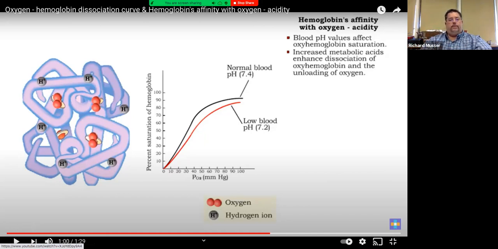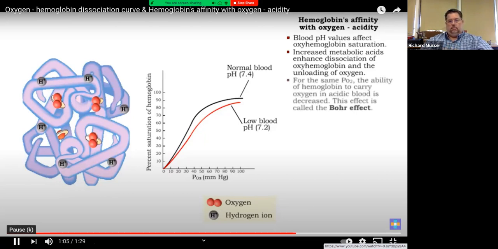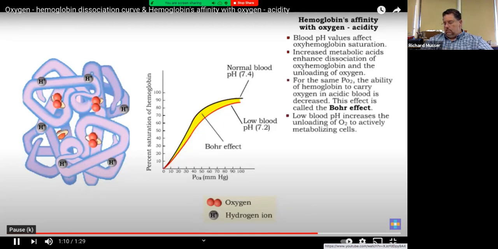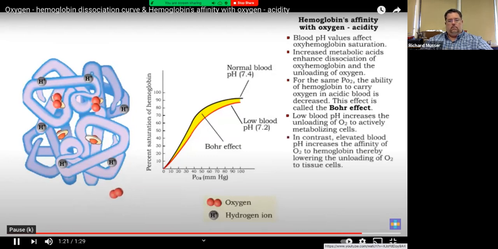So that's an acid. Hydrogen ion means a hydrogen atom, the nucleus, without an electron around it. Enhanced dissociation of oxyhemoglobin and the unloading of oxygen. This effect is called the Bohr effect. Lowered pH increases the unloading of oxygen from oxyhemoglobin, thereby making oxygen available for actively metabolizing cells. In contrast, elevated pH values increase the affinity of oxygen to hemoglobin, thereby lowering the unloading of oxygen to tissue cells.